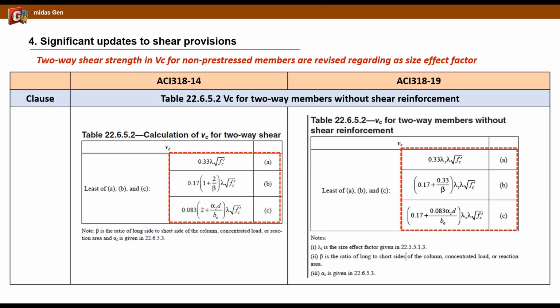As you can see, the ACI 318-19 table now incorporates the size effect factor, λs, in equations A, B, and C. Likewise, this change accounts for the depth effect of slabs without shear reinforcement. For two-way slabs without shear reinforcement, if the effective depth is more than 250 mm, the size effect factor will result in reduced two-way shear strength values as compared to ACI 318-14.